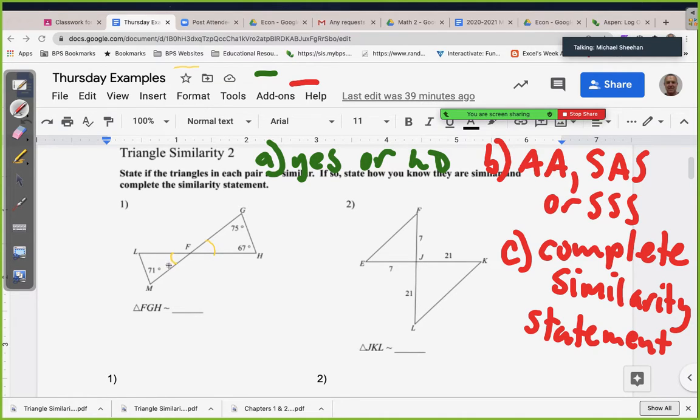I know these are congruent. But now I'm looking at this triangle up here. This one has 75 degrees. This one doesn't have 75 degrees. This one has 67. This one doesn't. I need all three angles to be congruent, and I don't even have two. So the answer to this one is just a no. I don't have to do anything else. I'm going to go down here and type in no.